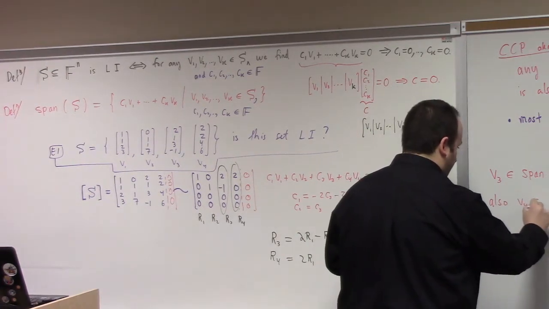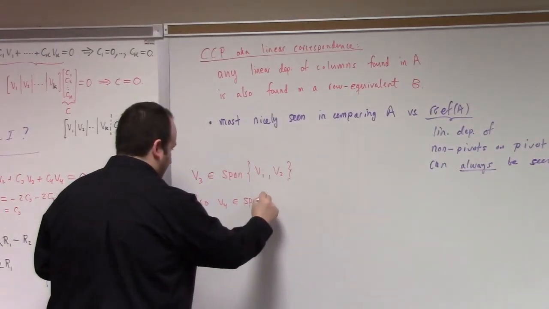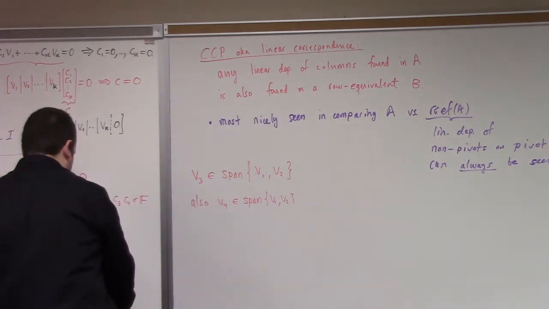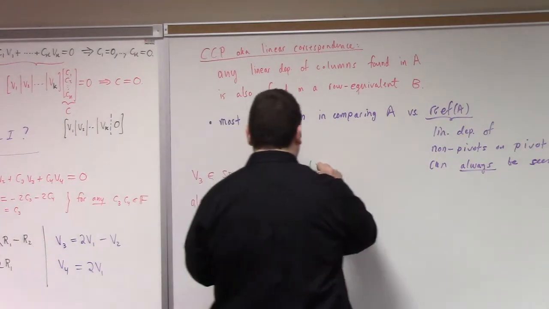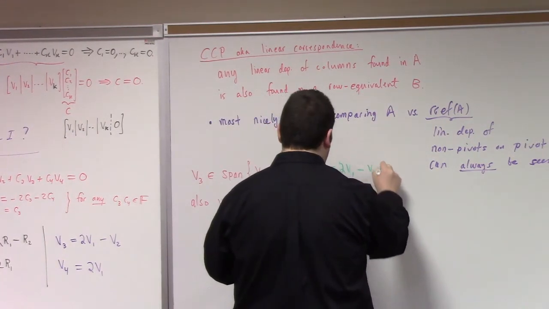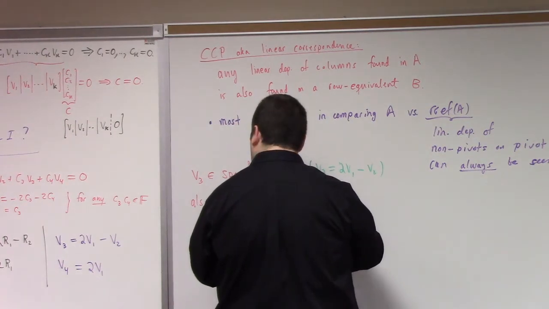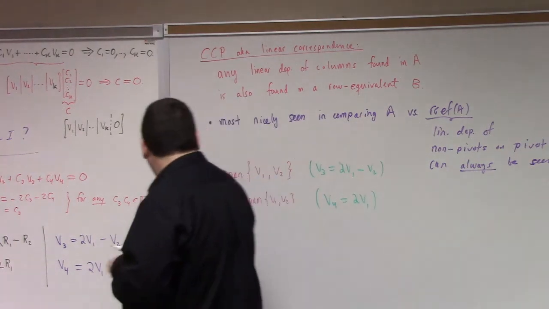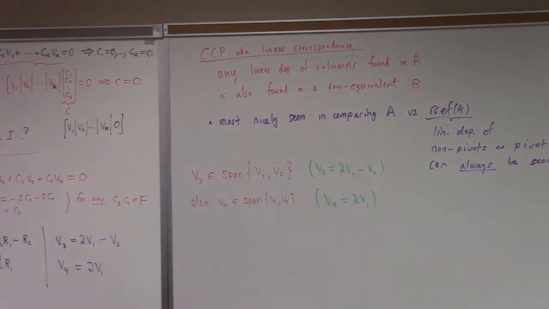And why is V4? Let me write the evidence for these claims. It's simply this. V3 is 2V1 minus V2. That's a linear combination of V1 and V2. V4 is 2 times V1. That means it's a linear combination of V1 and V2.